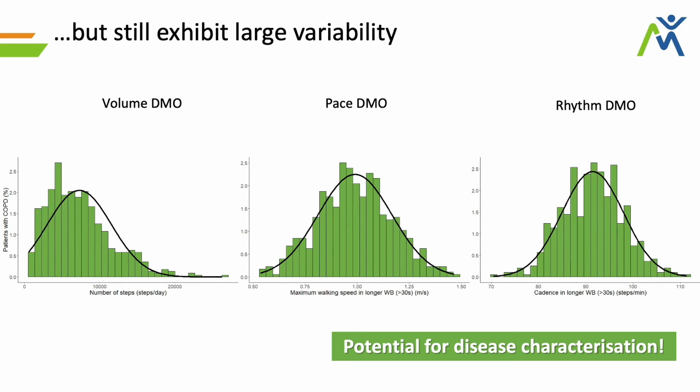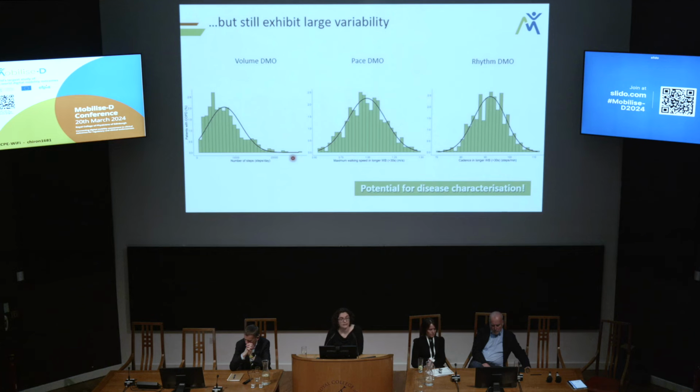When we test the distribution of other DMOs that are not known in COPD, again, maximum walking speed and cadence, they also have a wide distribution, and this suggests that the DMOs have potential to be used for disease characterization. So they are giving some information that maybe the traditional measures used in COPD do not give. And we are working on identifying this.